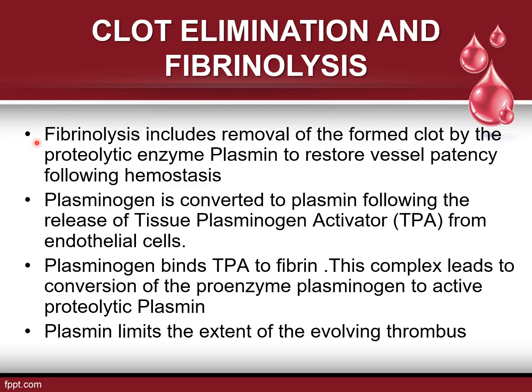Fibrinolysis includes removal of the formed clot by the proteolytic enzyme plasmin to restore vessel patency following hemostasis. Plasminogen is converted to plasmin following the release of tissue plasminogen activator, TPA, from endothelial cells. Plasminogen binds TPA to fibrin. This complex leads to conversion of the proenzyme plasminogen to active proteolytic plasmin. Plasmin limits the extent of the evolving thrombus.